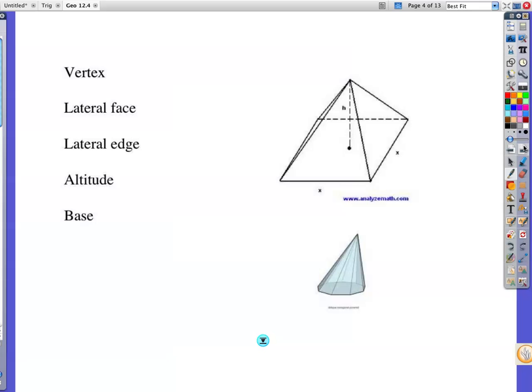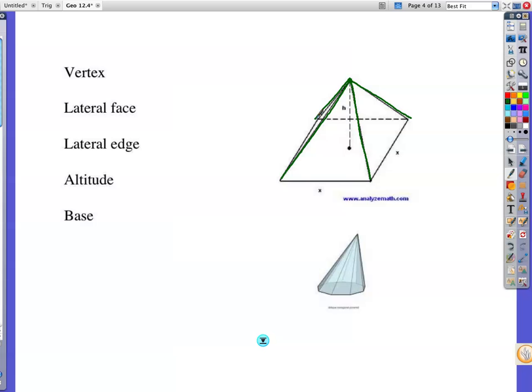If you look at this, you see that you have all these different parts of your pyramid. The vertex, that's this spot right here. It's where all of the faces meet up here at the top. Lateral face, you have lots of little lateral faces. In this case, you have 4. Lateral edge is where your lateral faces will be meeting. So your lateral edge, right here, right here. There's one over here and another one back here. Those are your lateral edges.